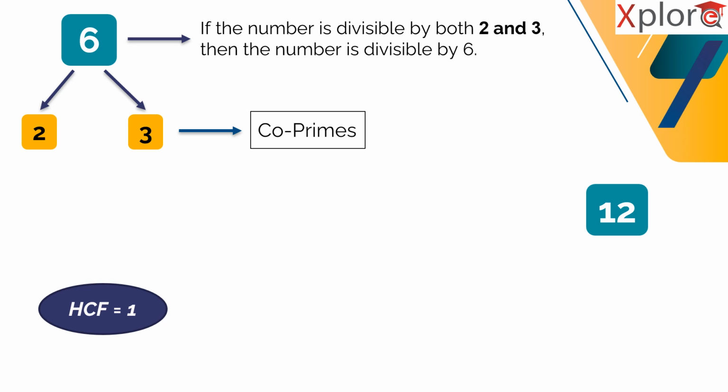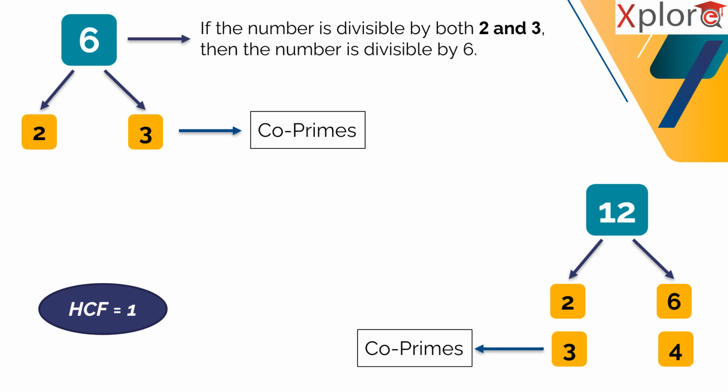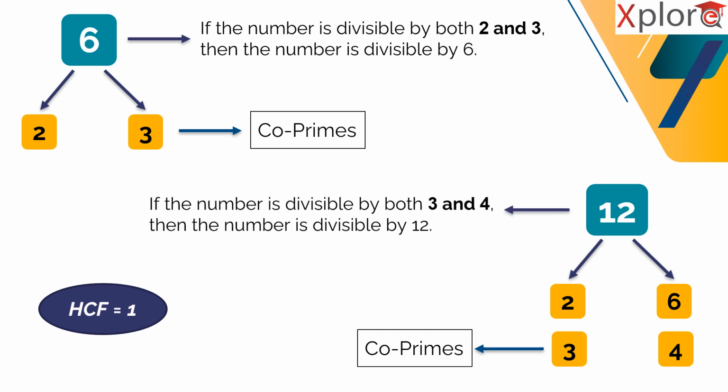Let's see another composite number, that is the divisibility rule of 12. First, let's note down the pairs. So the first pair is 2 and 6. The second pair is 3 and 4. And that is the coprime pair because its HCF is 1. So now we can say a number is divisible by 12 when it is divisible by both 4 and 3.